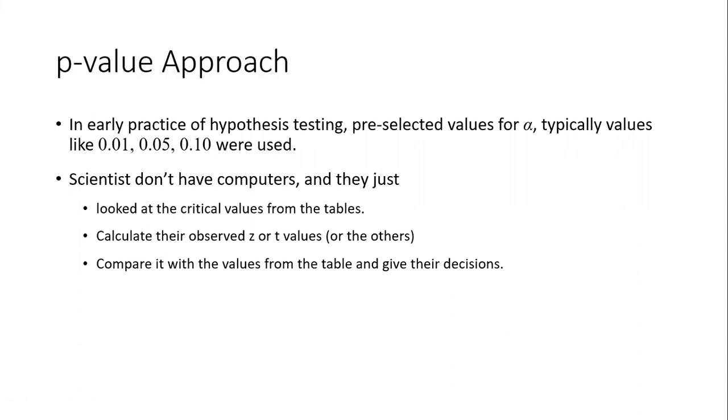How? Well, scientists didn't have computers, so they looked at the critical values from the tables. The tables are pre-calculated. Then they calculate their observed Z or observed T or whatever they have, and compare it with the values from the table and give their decision, whether the observed value is in the critical region or not.